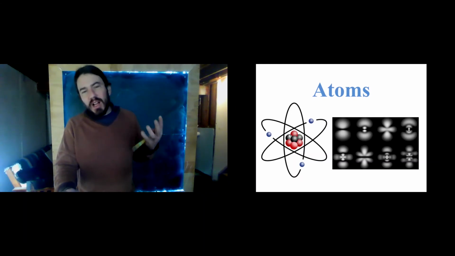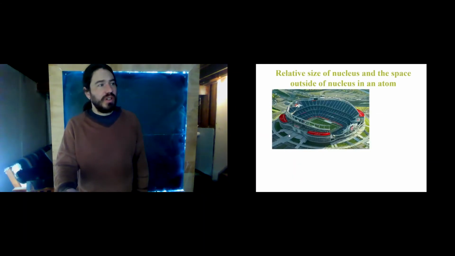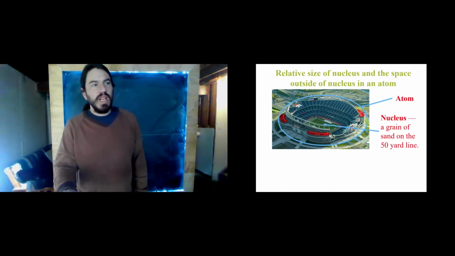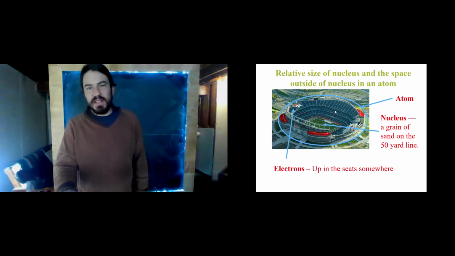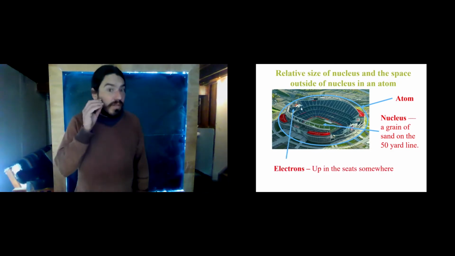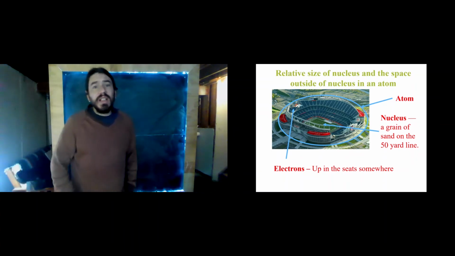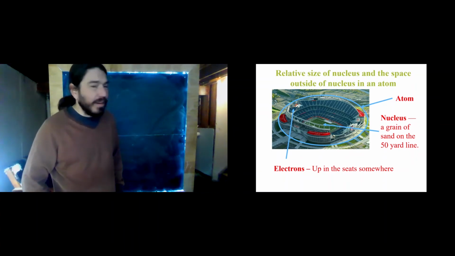And so, to kind of help us visualize the actual structure of an atom, well, let's visualize Mile High Stadium. So here's Mile High Stadium, and let's imagine that this is an atom. Okay, so where would the nucleus be? The nucleus is like a grain of sand on the 50-yard line, and the electrons are out in the stands somewhere. So this gives you a feeling for, it's just an analogy, but it gives you a feeling for the amount of space in an atom, right?